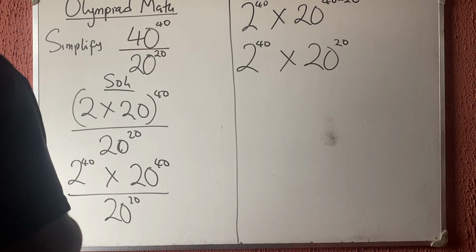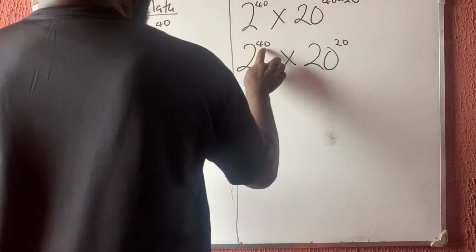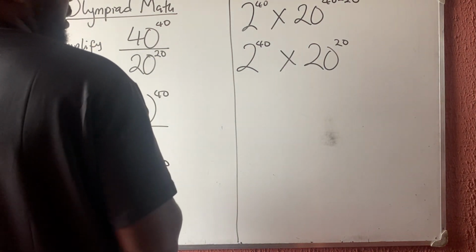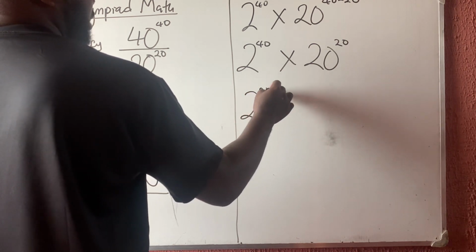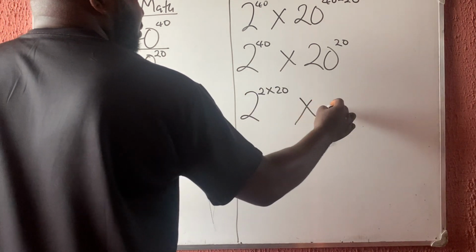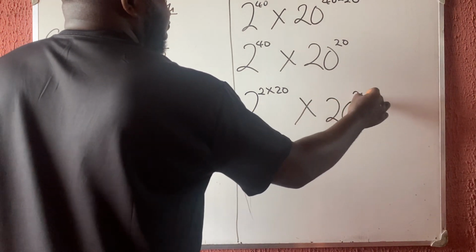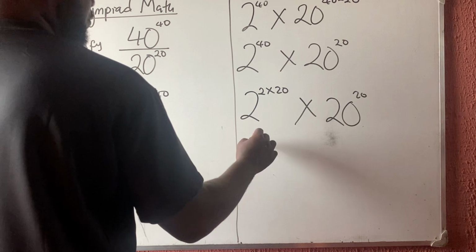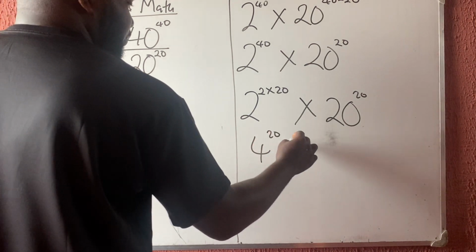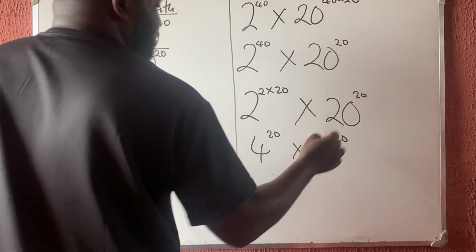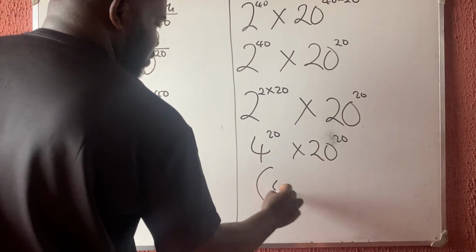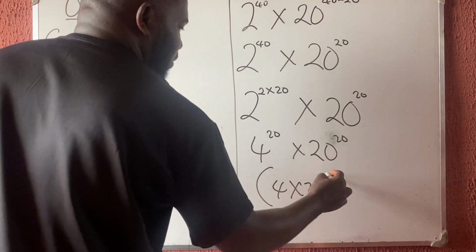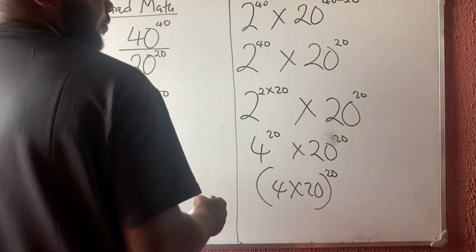Now, the next thing we try to do is bring in, now, we can make this one to be in terms of 20 as well. Okay? So this is going to be 2 raised to power 2 times 20, okay, then times 20 raised to power 20. Now, 2 raised to power 2 is 4, so this is 4 raised to power 20 times 20 raised to power 20. Now, according to indices, if the powers are the same thing, we can factorize to become 4 times 20, now raised to power 20. Okay, that is according to indices.